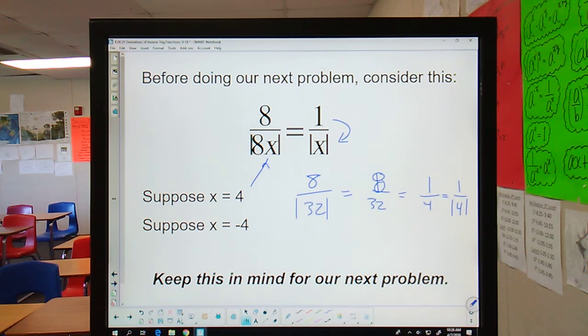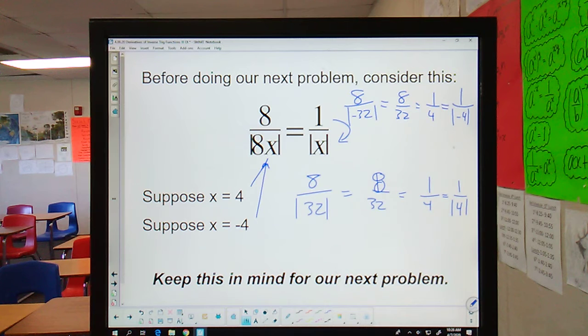Same answer. Let's put in negative 4. You're going to have 8 over the absolute value of negative 32, which is 8 over 32, which is 1/4 again, which is the same as 1 over the absolute value of the negative 4.